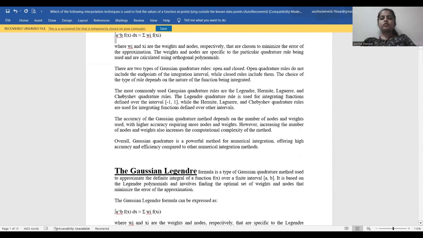The most commonly used Gaussian quadrature rules are Legendre, Hermite, Laguerre, and Chebyshev quadrature rules. The Legendre quadrature rule is used for integrating functions defined over the interval -1 to 1, while the Hermite, Laguerre, and Chebyshev quadrature rules are used for integrating functions defined over other intervals.